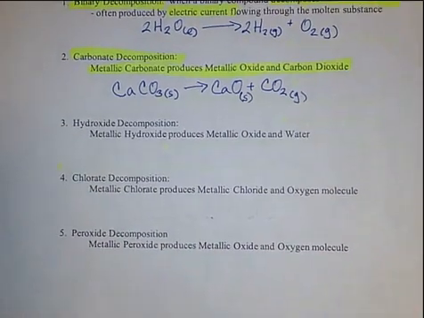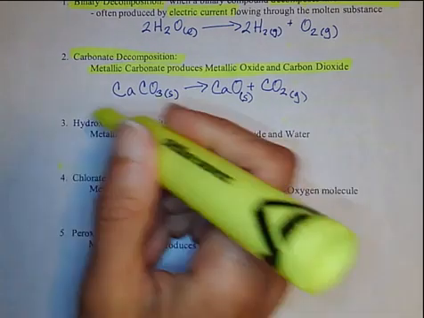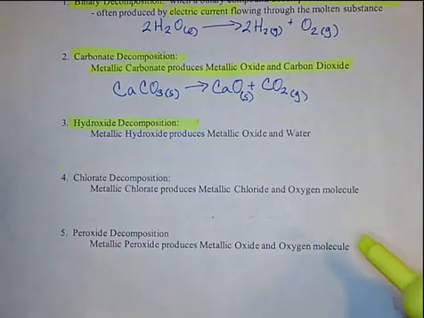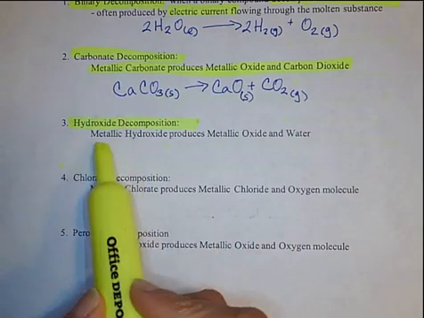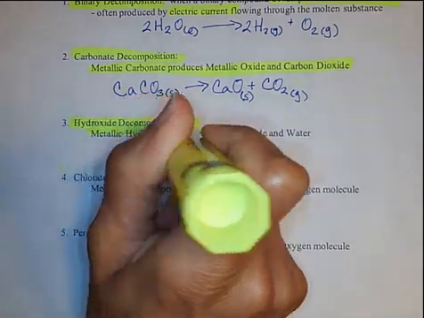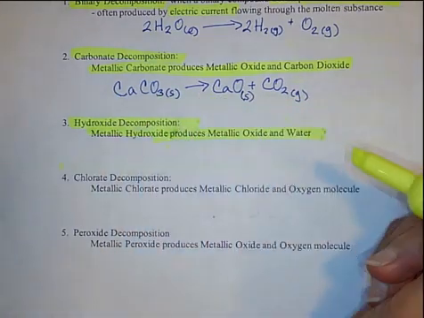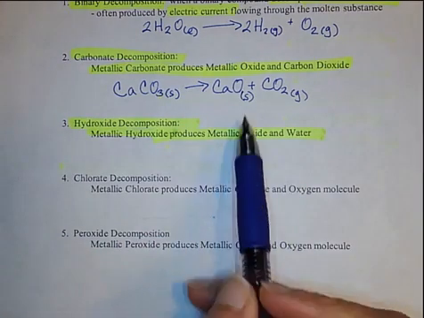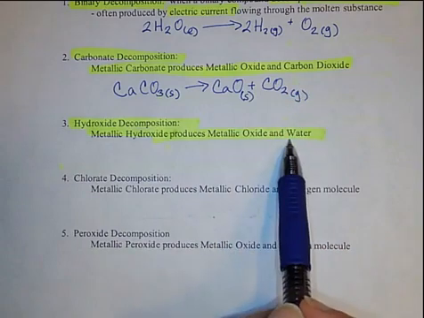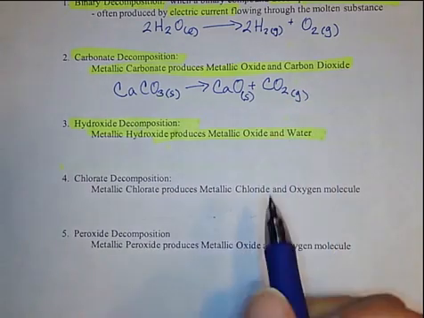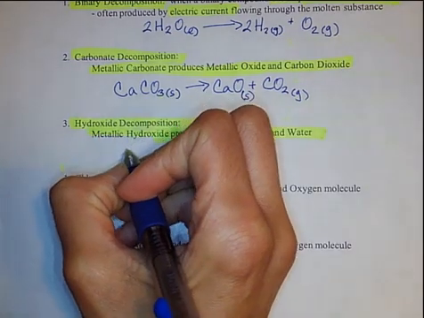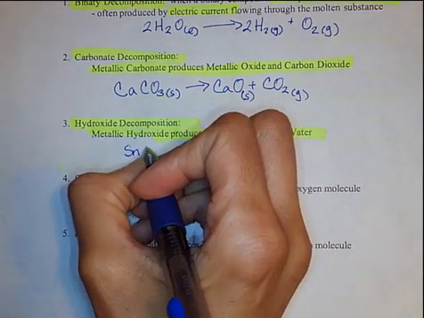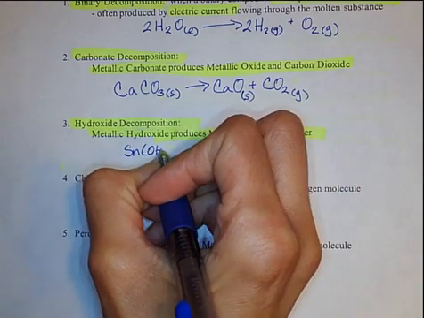Okay, so your third type of decomposition reaction is what we call a hydroxide decomposition. And a hydroxide decomposition, just like the carbonate, starts with a metallic hydroxide. It's a metallic hydroxide that produces a metallic oxide and water. So the products for this are a metallic oxide, but now you are also producing water. So very similar to this. So you've got a metallic hydroxide. I'm going to use tin-4 for my metal. So I'm going to get here tin hydroxide.